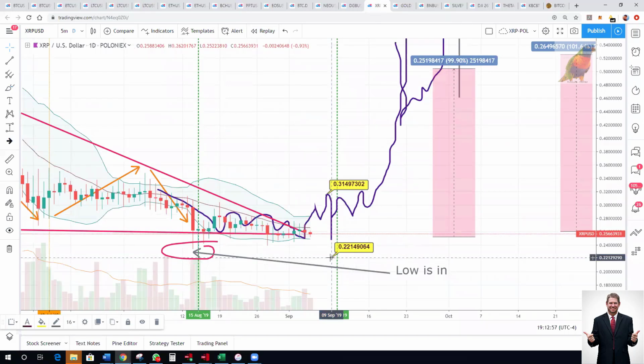But look, guys, also now, just for those people who are not day traders and you don't really know what to do, if you don't know what to do, buy XRP now and just hold it. Because what is coming next, guys, is a big move.